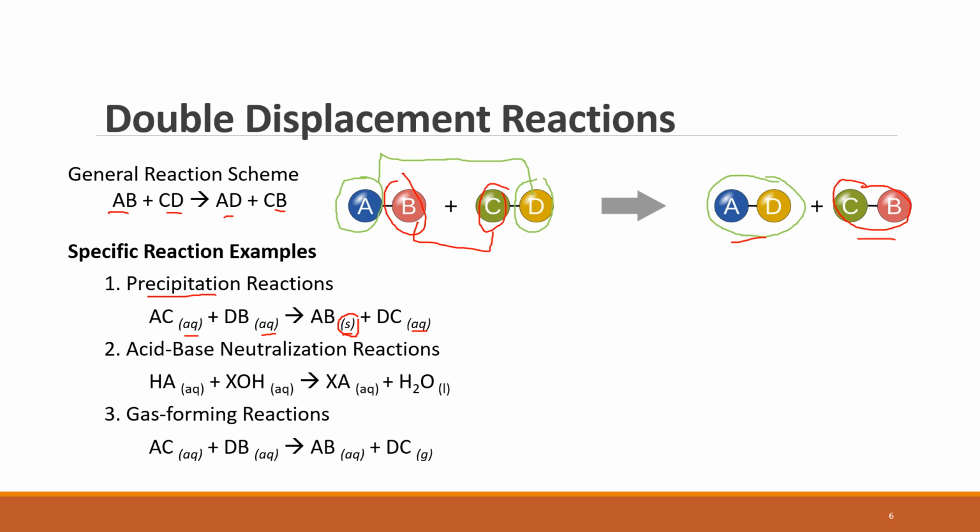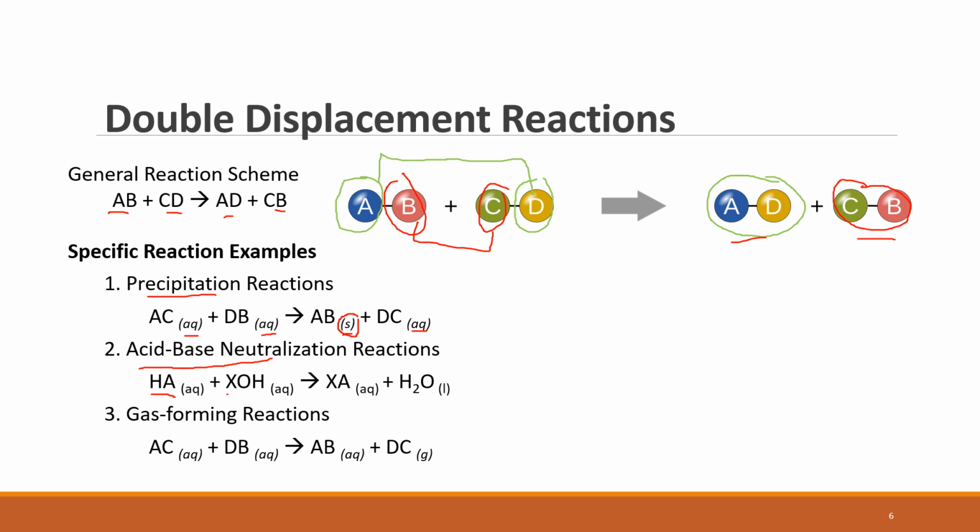The next specific reaction example for double displacement reactions is an acid-base neutralization reaction. For an acid-base neutralization reaction, you're going to have an acid as one of your reactants. So in this case, we have HA representing the acid. And for this course, how do you know if it's an acid? Well, all the acids we're exploring for Chem 1 are going to start with hydrogen. We already named some acids, monatomic and polyatomic acids, and they all started with a hydrogen.